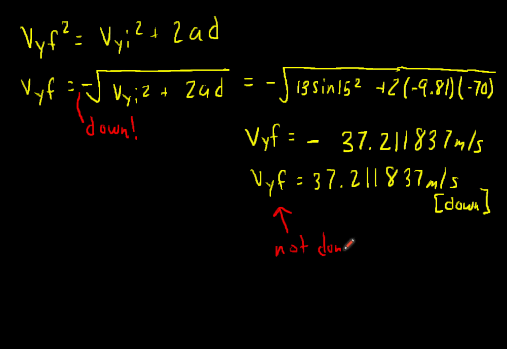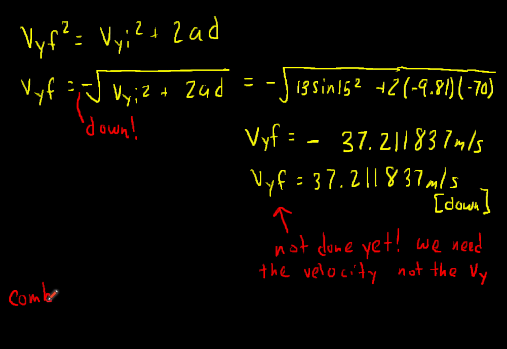Now we're not done yet. This is just the velocity in the y direction. And the problem is asking us for the velocity of the projectile. The velocity of the projectile at this time is the combination of the x velocity and the y velocity. To combine Vx and Vy, first we note that Vx is constant, so it's still 13 cos 15 as it was at the beginning.